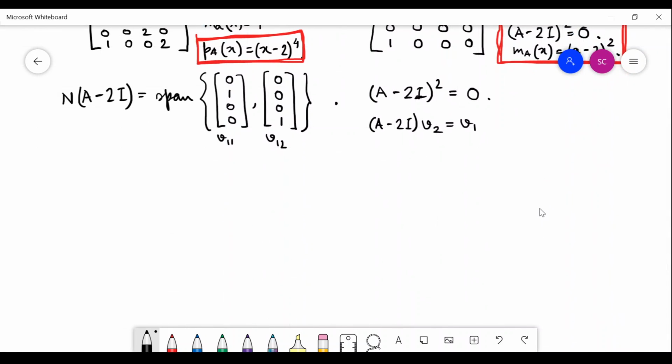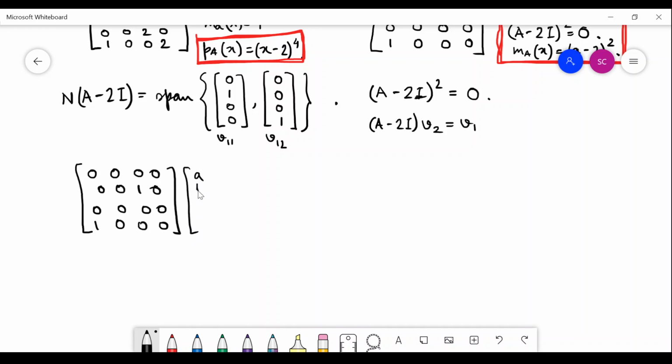So now you have to find out what is that v21, for which you will get v11, and what is that v22, for which you will get v12. So this is what you should solve. Your A minus 2I, I am writing it down again, is 0 0 0 0 0 0 1 0 0 0 0 0 1 0 0. What is this? A B C D. This is your v21, which will give you v11, which is 0 1 0 0. This is your question.